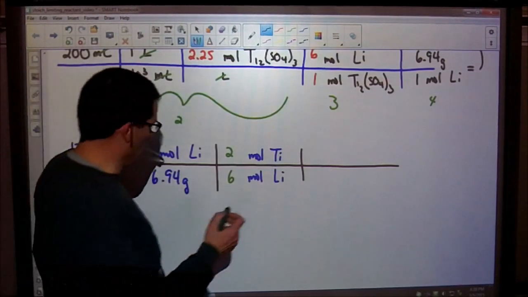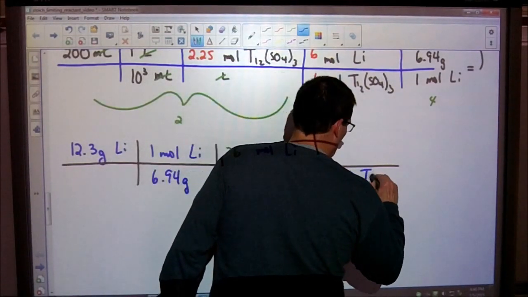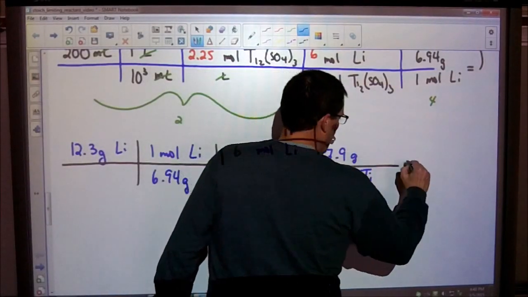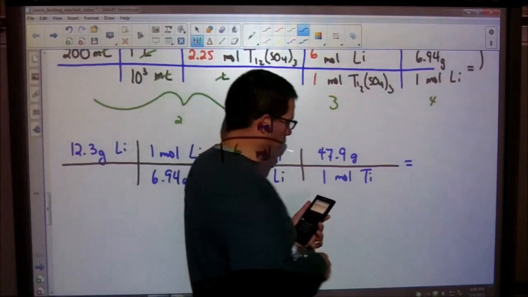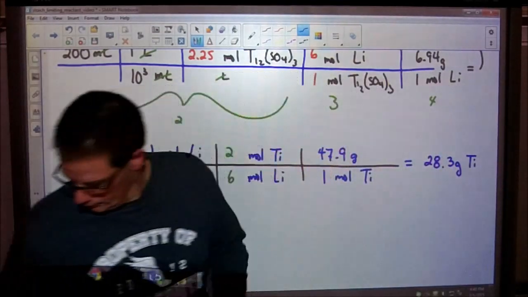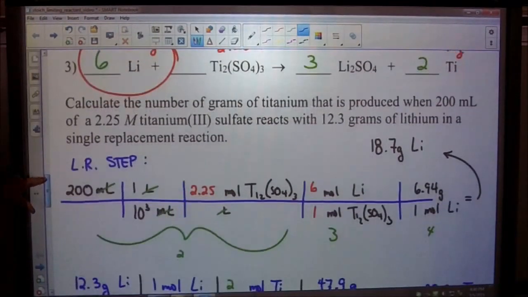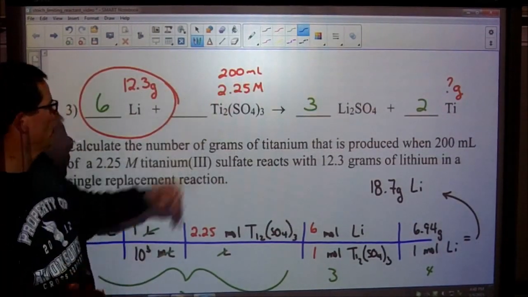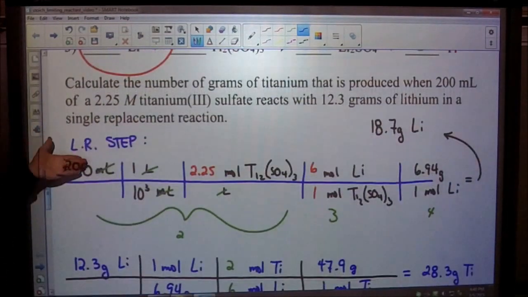I don't have an answer for it. So now the molar mass for titanium, we're going to convert that. So 1 mole of titanium is 47.9 grams. And that's kind of a straightforward little problem. So let's see how much that is. And that gives 28.3 grams of titanium. Aren't those fun? So again, we had to have a limiting reactant step in this problem because we had 2 amounts for our starting substance. And notice that they're both not grams and they're both not volume and molarity, and that's okay. So find out who your limiting reactant is by using the limiting reactant step.